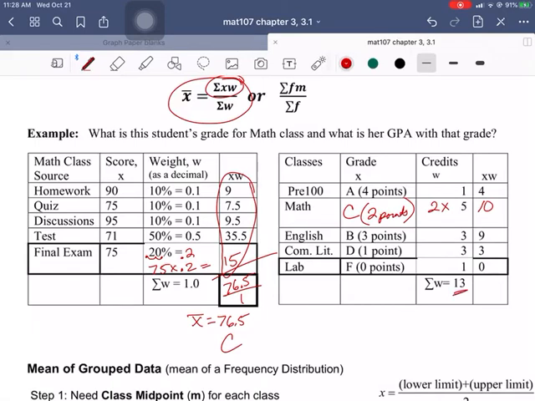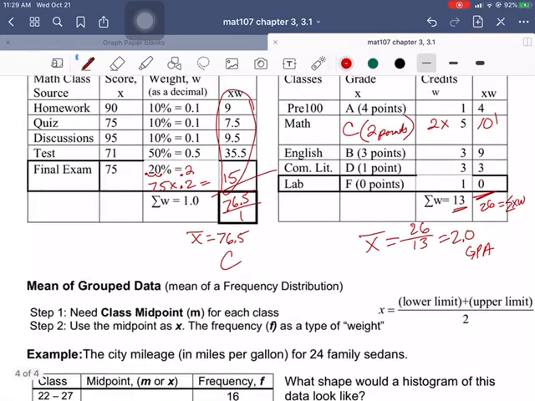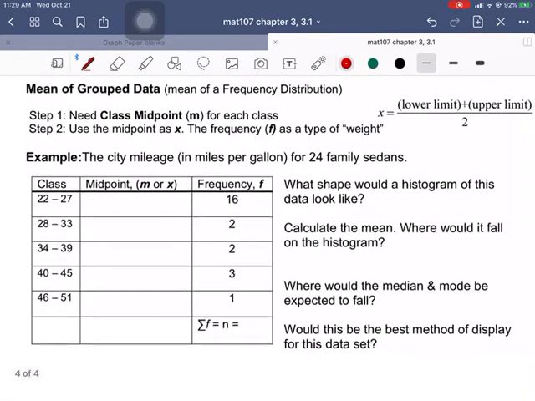Okay, and then when you add up all the credits you're taking, this person's taking 13, and then you add that to the weights, add up all the weights, you get a 26. That's your sum of your grade with weights. Okay, so then it's going to be 26 divided by 13 for your X bar, which comes out to a 2.0 GPA. Okay.